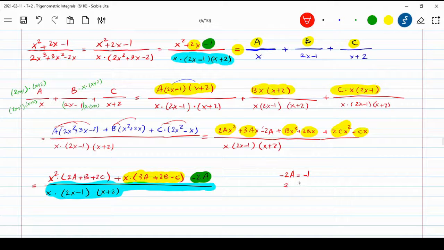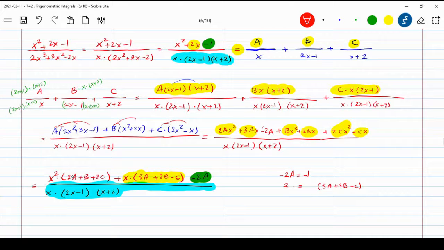Okay, so let me write it this way. 2x must equal x times (3a plus 2b minus c). Which means if you divide both sides by x, the 2 must match up with this parentheses. So the coefficients must match: 2 and 3a plus 2b minus c must match.